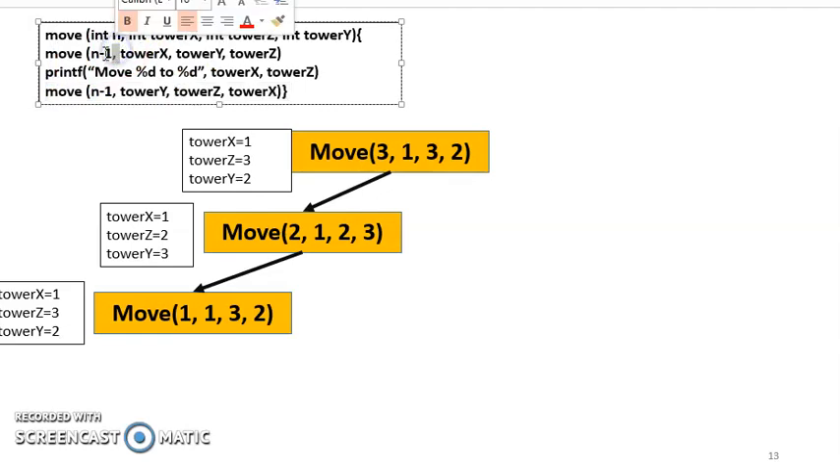So this one is resolved since it has become 1. So with one disk, it will move from tower X to tower 3, and then it will go back and try to solve the right hand side equation. So the left hand side we have resolved. As you are coding it, it will only call the first above one.